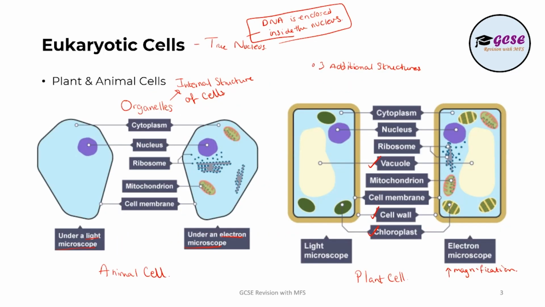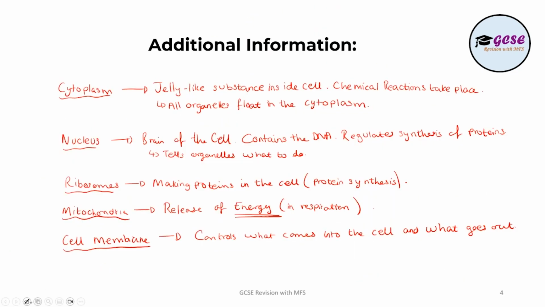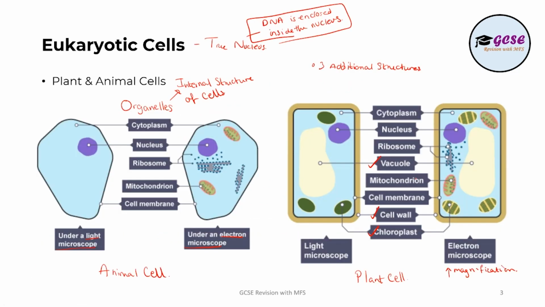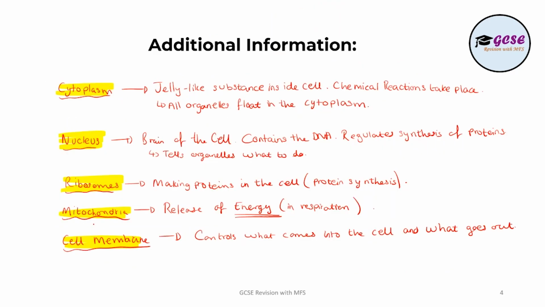Now, these structures which I've got listed here are present in plant and animal cells. Plant cells have 3 additional structures, which are the vacuole, cell wall, and chloroplast. So we've got the vacuole. Actually, I'm going to write this in a different color.